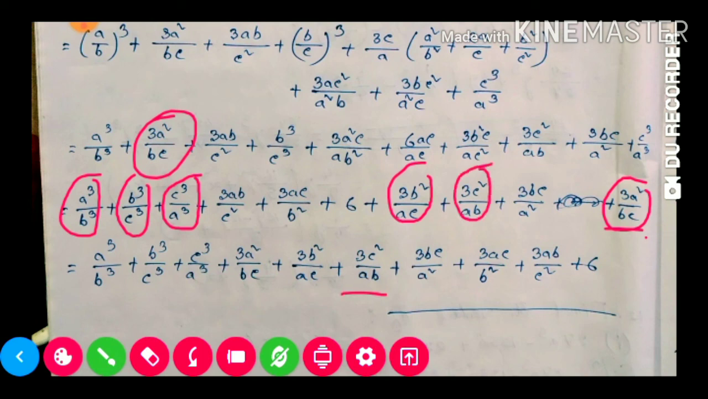Then our next one will be bc, because down it is a square, so 3bc divided by a square, then b square, where down, see this one, so here will be 3ac divided by b square, then will be c square, then last remaining this one 6, because here ac will be cancelled, so only 6 will remain. So this exercise 4.a is finished.